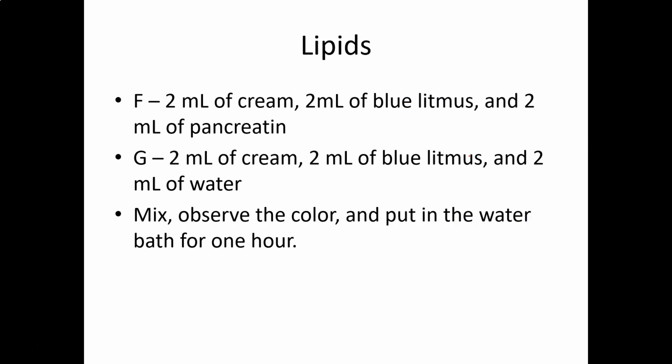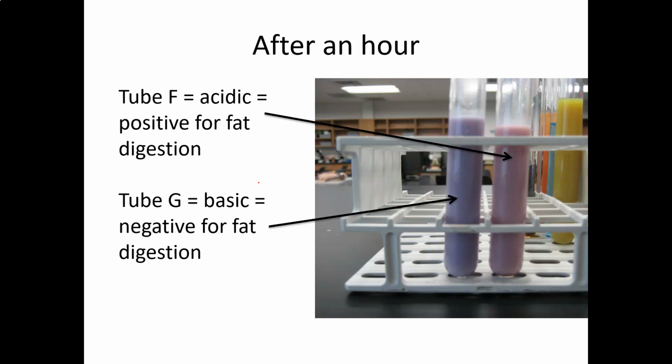Okay. Next up, lipids. This is one where we're going to be using the creamer and blue litmus. If we were together, you would be mixing these tubes for yourself, but of course we're not. So in one test tube, we would mix together half and half, which is cream like you could put in your coffee, blue litmus, which is our pH indicator, and then pancreatin, which has our enzymes, one of which can digest fat. In the last test tube, we would put the cream, which has fat in it, the blue litmus, and then just water, so there are no enzymes in test tube G. It says mix and observe the color. Both of the tubes would be a light blue, and then we would put them in the water bath for an hour, and this is what it would look like after the hour.